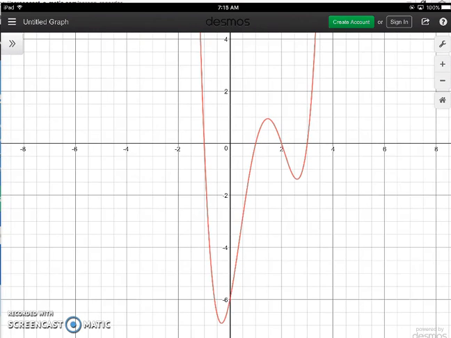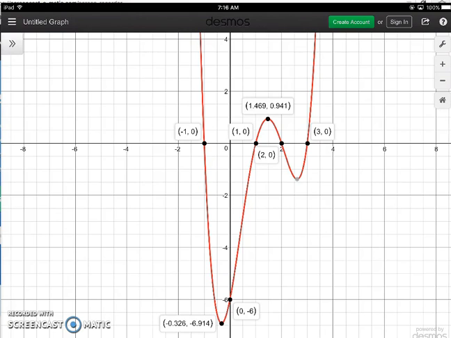So if I click on this graph here, you will notice the x-intercepts pop up. And if I click on them, you can see what the coordinates are. Here's the y-intercepts. And then all these places where the graph turns. So down here we have a minimum. Here would not be a maximum, but it's a high point. And then we have another low point.